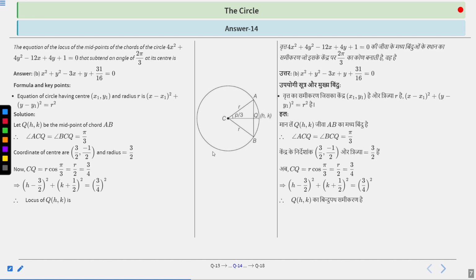Therefore, the locus of Q(h, k), by replacing h with x and k with y, we will get x square plus y square minus 3x plus y plus 31 by 16 is equal to 0. Got it? So option B is the right choice. Now, let's move to the next question.